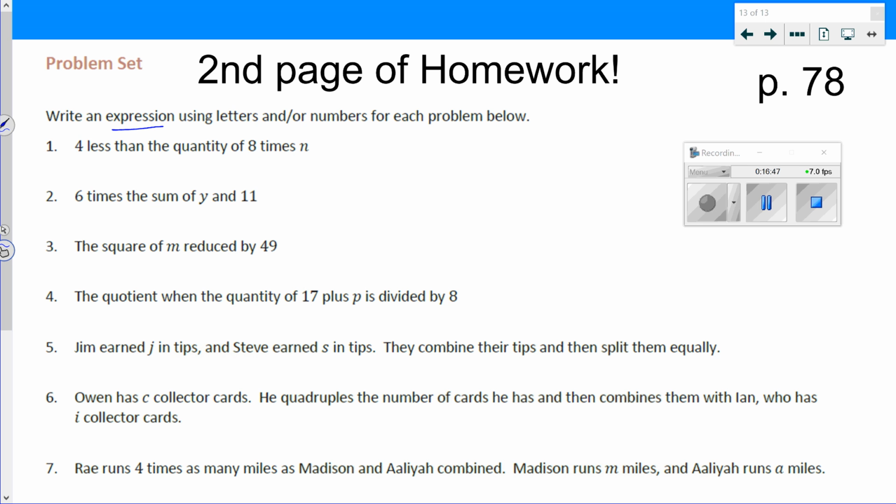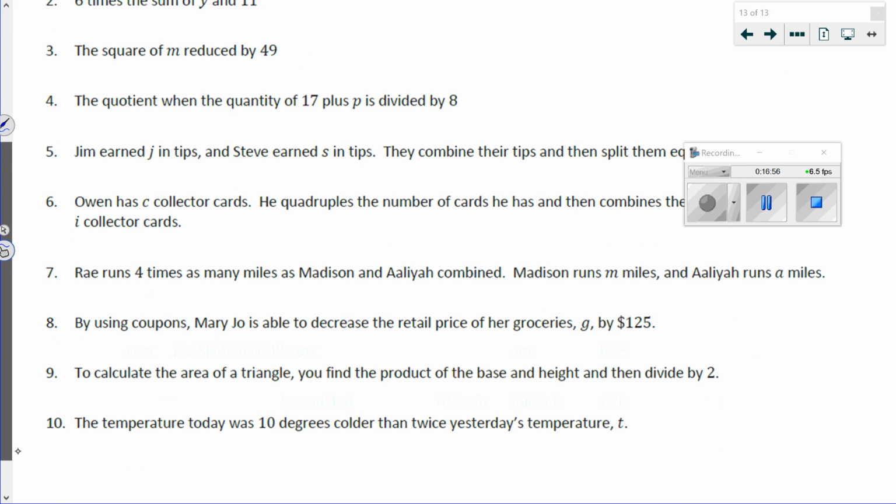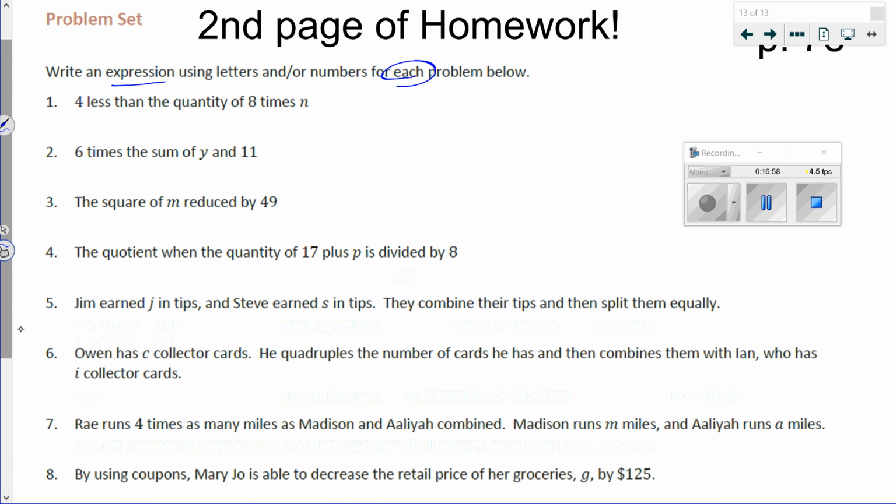Again, write an expression using letters and or numbers for each problem. It doesn't specifically say marking the text. However, I do highly recommend it because some of these get pretty intricate. You only got 10 problems. Shouldn't be too hard for you guys.